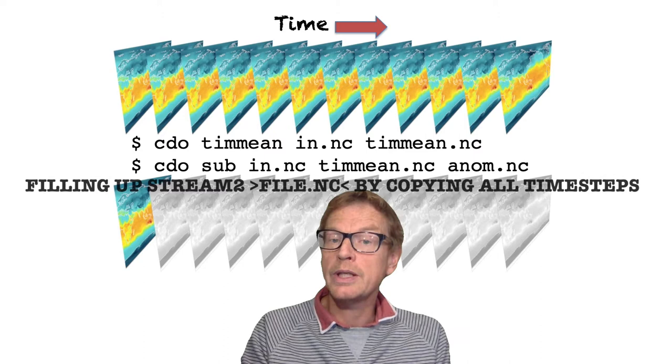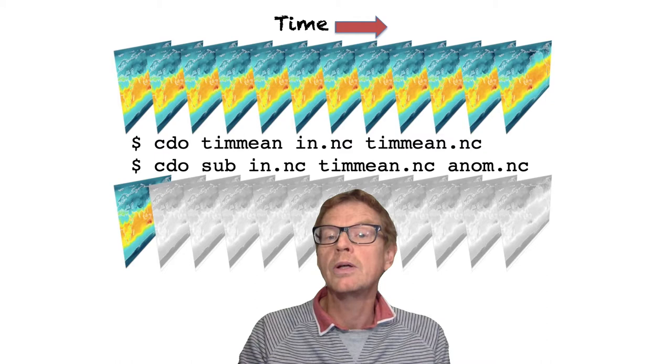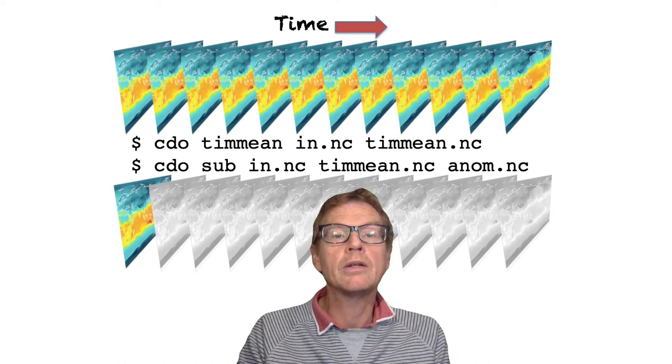So now if we take CDO time mean, we can then do CDO sub, the input data set, and then time mean as our second file, and then we can write anom. What it will do is subtract the time mean from all of the input time slices.